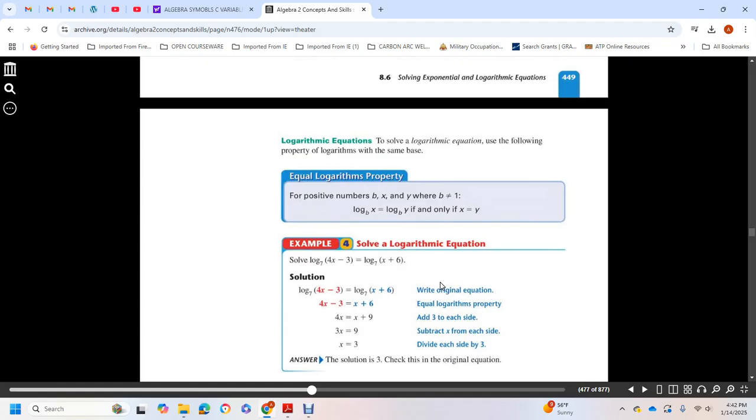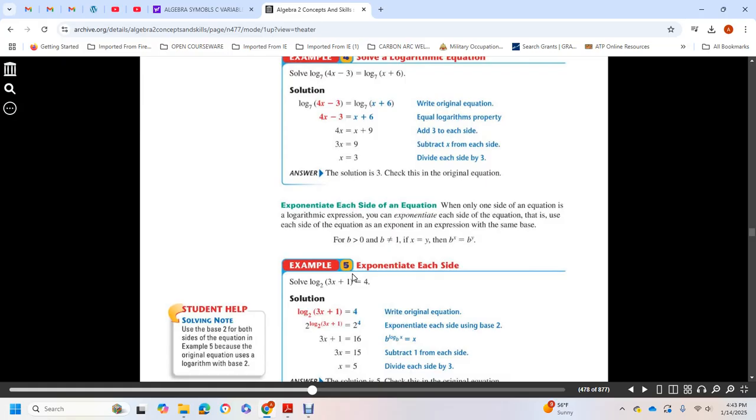Logarithmic equations. To solve a logarithmic equation, follow the property of logarithms with the same base. For positive numbers b, x, and y where b is not equal to 1, the logarithm of x with base b is equal to the logarithm of y with base b if and only if x is equal to y.